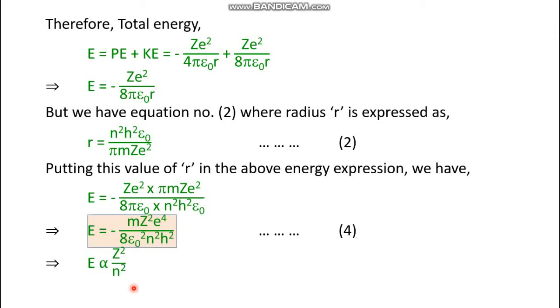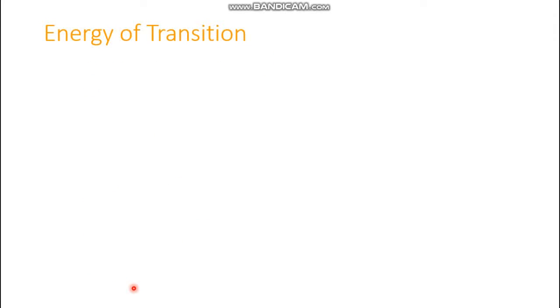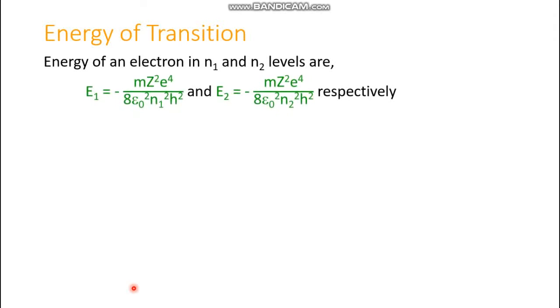Now let's move on to the next subtopic, which is energy of transition from one level to another level. Energy of an electron in n1 and n2 levels are respectively what? E1 for the n1 level and E2 for the n2 level, and in the corresponding expressions only this value changes. In place of n you have to write n1 for E1, and in place of n you have to write n2 for E2. All the other things are same. That means mz square e to the 4, 8 epsilon 0 square, and h square, all these values remain the same.